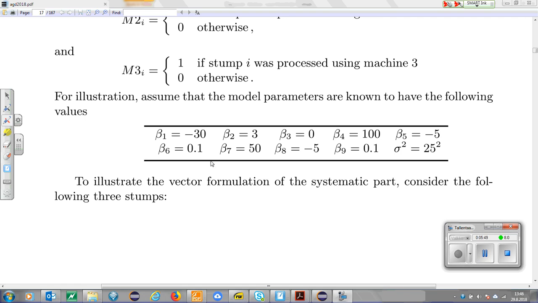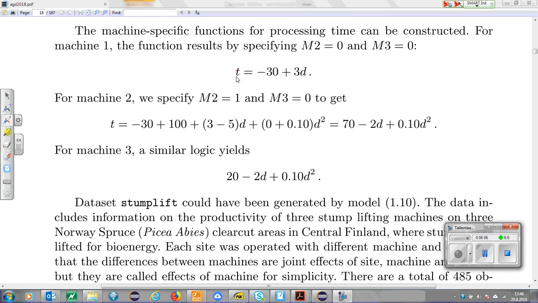If we take a closer look at these true parameter values, we notice that this beta 3 is 0, and then if we want to compute the machine-specific production functions or time consumption functions, we get this function for machine 1, so the second order term disappears because the one parameter was 0. For machine 2 we specify m2 is 1 and m3 is 0, and then we get this function, and for machine 3 a similar logic gives this kind of function.